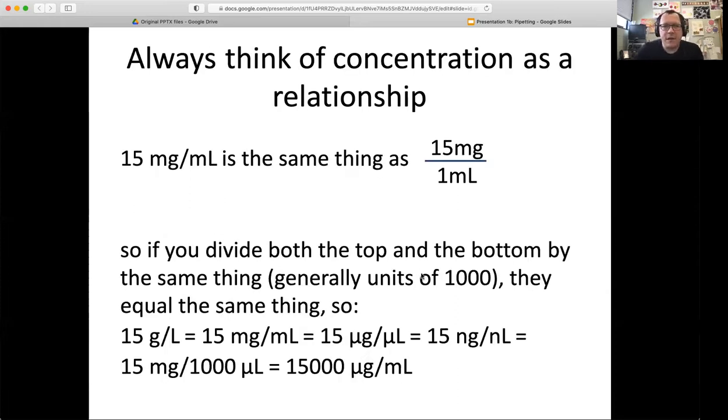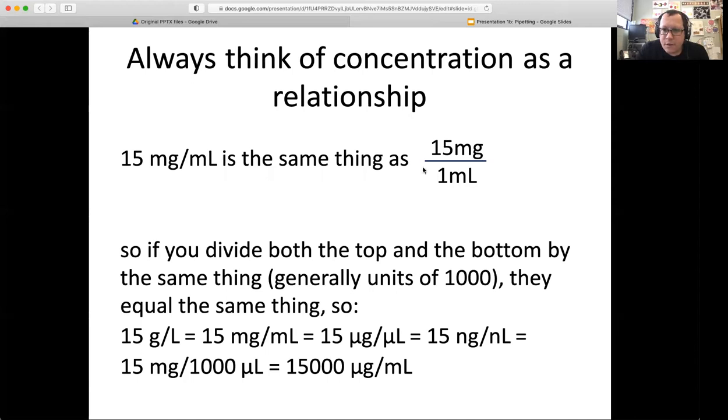The thing about concentration is we always want to think about it as a relationship. Sometimes I've been talking about molarity. Sometimes we talk about concentration as grams per liter. So when we think about something like this, I have 15 milligrams per mil here, 15 mgs per mil. We sometimes call these mgs instead of milligrams, just to make it easier to say. 15 milligrams per milliliter is technically the same thing as this. You can think of it as a fraction.